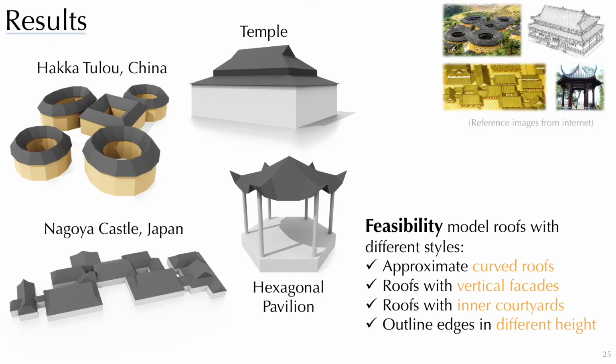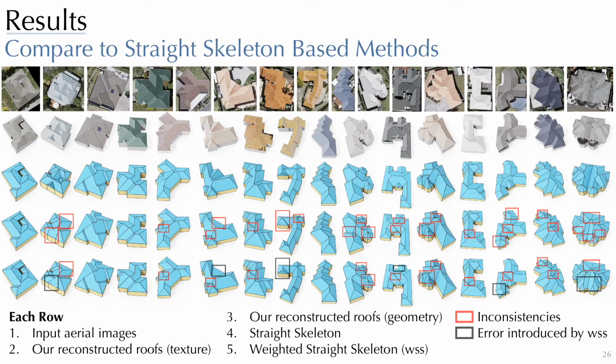Our method can model roofs with different styles. Here we show some roofs constructed from the reference image shown on the top. For example, we can approximate curved roofs with planar subfaces to construct the traditional Hakatolo in China. We can also model roofs with vertical facades such as a temple and model roofs with inner courtyards such as Nagoya Castle in Japan. We can also model roofs with outline edges in different heights. Here we show a qualitative comparison to the straight skeleton-based method.